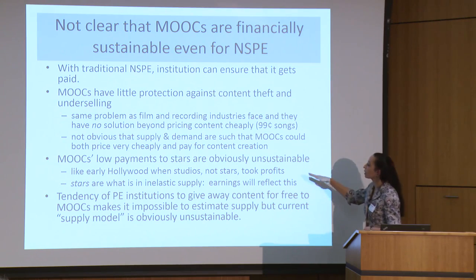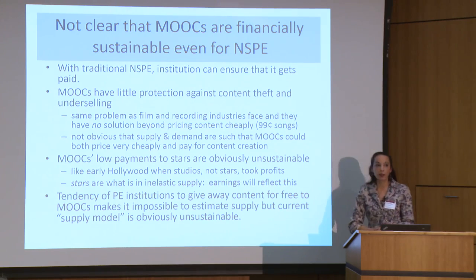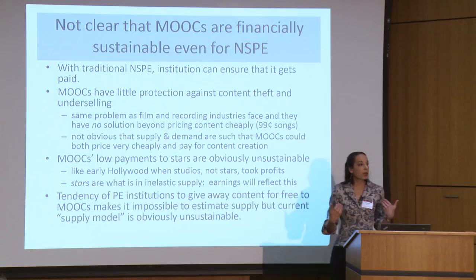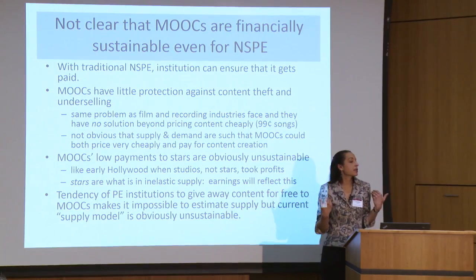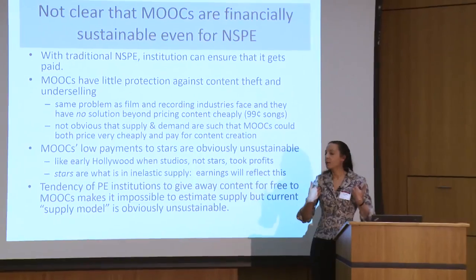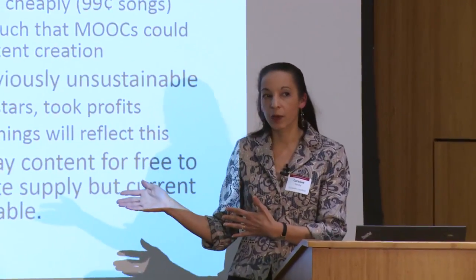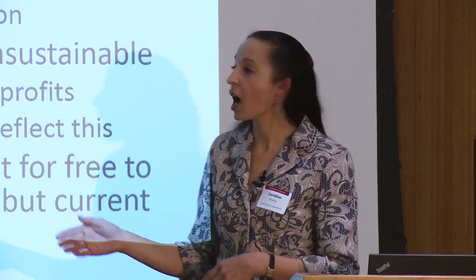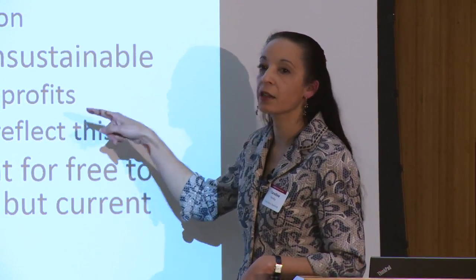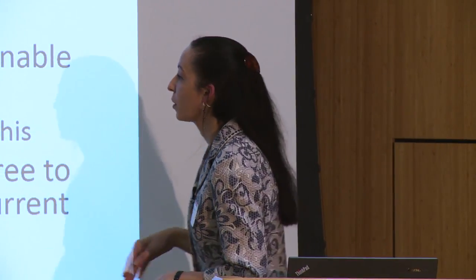It reminds me of the early Hollywood situation when it was the studios and not the stars who took the profits. But if I'm running a MOOC and it attracts 200,000 students and I'm the attraction, why should I not get paid the profits? Why should a platform get paid the profits, right? And just like Hollywood stars now get paid the profits, not the studios. There are no longer studios capturing the profits. Tom Cruise gets paid for doing his movies, okay?